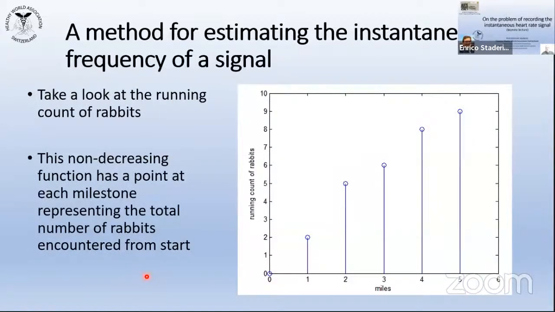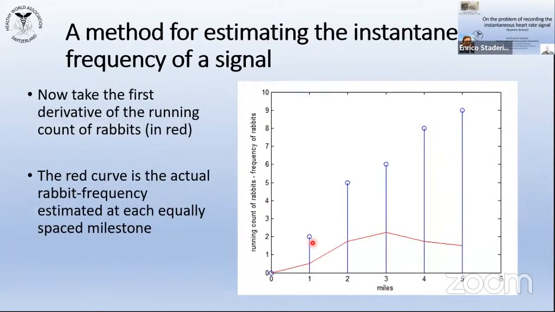Take a look at the running count of rabbits. On the zeroth mile, we have 0 rabbits. On the first mile, we have 2. On the second mile, we have found 5 rabbits. On the third milestone, we found 6 rabbits. On the fourth milestone, we found 8 rabbits in total. And on the fifth milestone, we found 9 rabbits in total. This is the running count of rabbits found while running on the road.